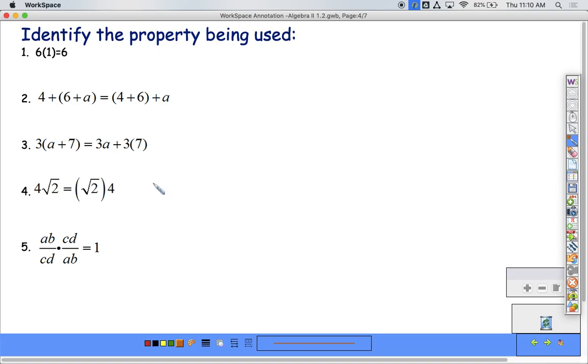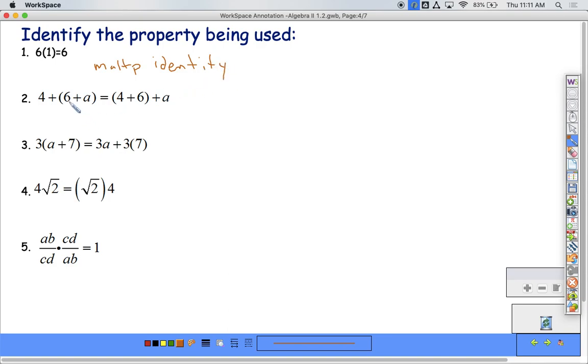All right, so identify the property. So number 1, 6 times 1 equals 6. Well, it's staying the same, right? Times 1 by anything, you always get the same thing. So we're multiplying. We have the multiplicative identity. We're staying the same.